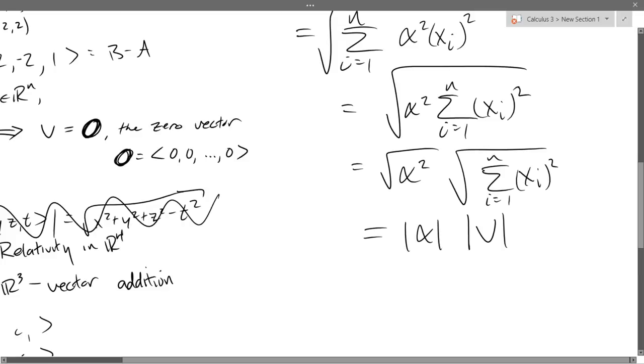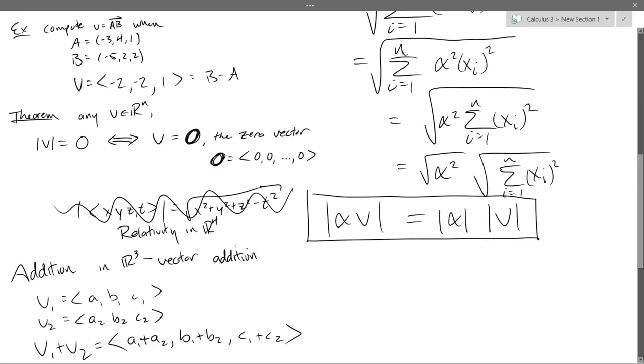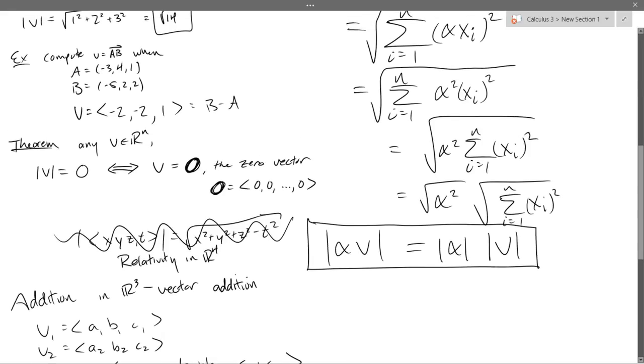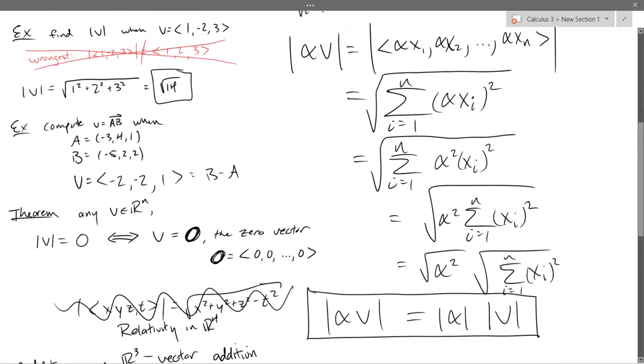So we just showed why you're allowed to write it like this right here. So that's why you're allowed to factor out alpha, and the few steps it took to show that. And that works in n dimensions. So as long as n is one or more, this will work.